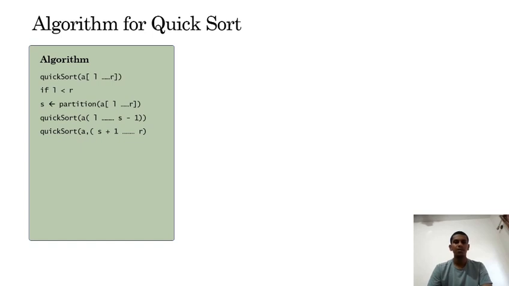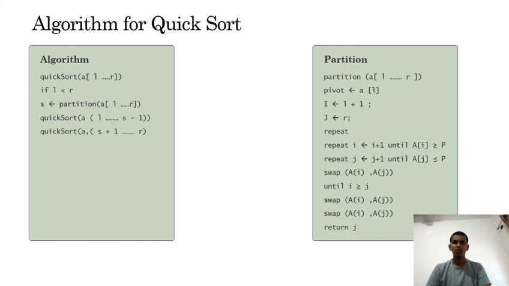Now let's see the partition of Quicksort. Partition of A[l..r]. A[l] is pivot p, l+1 is i, r is j. Repeat: i plus 1 is i until A[i] is greater than or equal to p. Repeat: j minus 1 is j until A[j] is less than or equal to p. Swap A[i], A[j] until i is greater than or equal to j. Repeat the condition, swap A[i], A[j], and swap the pivot A[l] with A[j], return j.